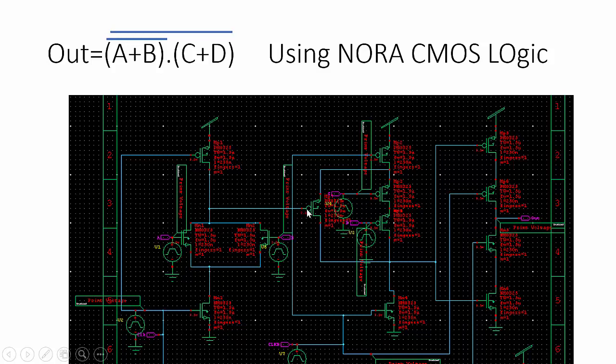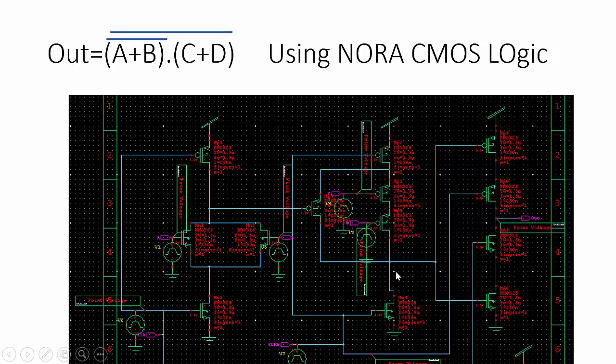Then we have to represent this C plus D. C plus D is in the form of PMOS. So in PMOS, C plus D means it is in series. So the C plus D is in parallel with this A plus B bar. So this output is given to this gate of the PMOS section and it is parallel to the C plus D.